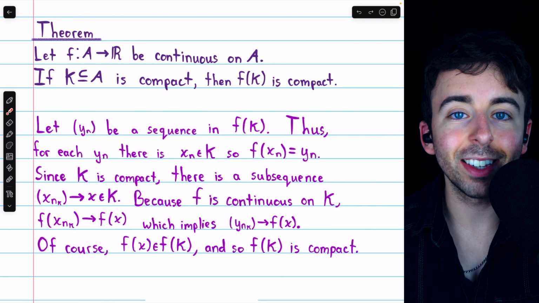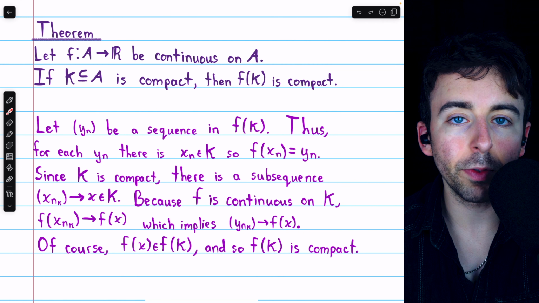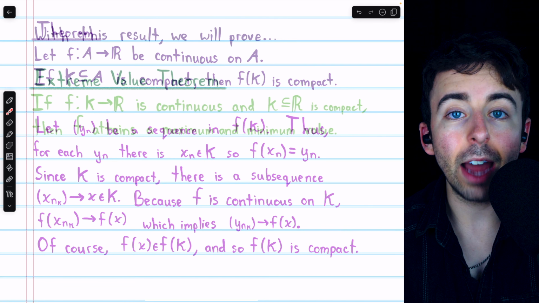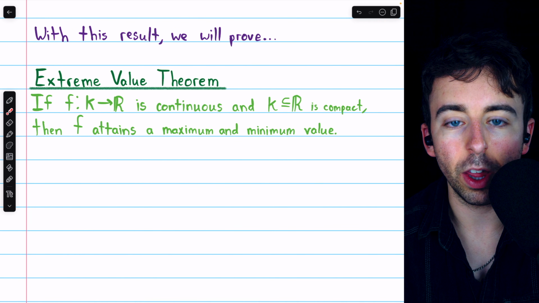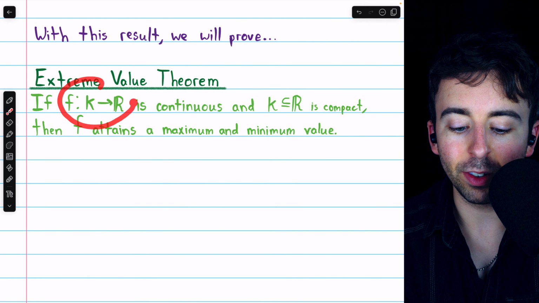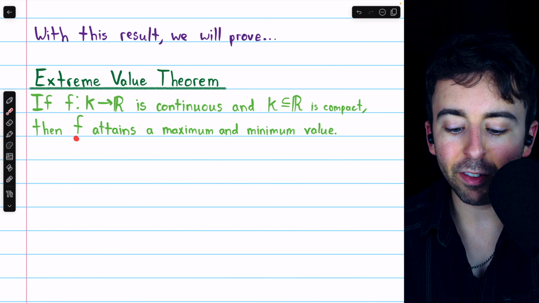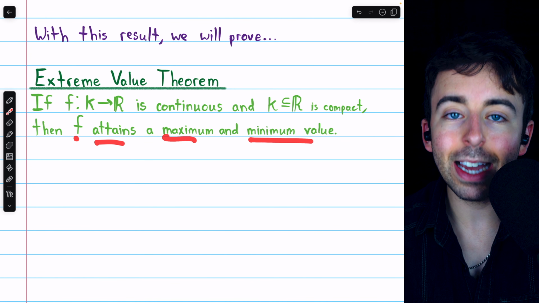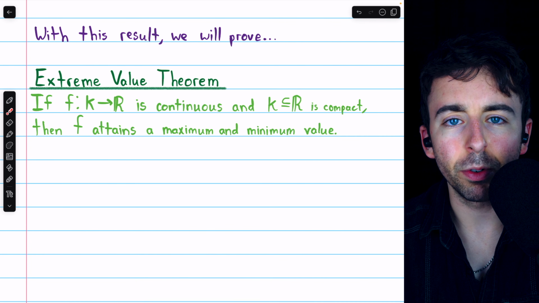If we have a function that's continuous on some compact set, the image of that set under the function is also compact. And with this result, we'll easily be able to prove the extreme value theorem, which tells us that if f is a real valued function on a compact set K, then f must attain a maximum and minimum value on that compact domain. And we'll do that proof next time.